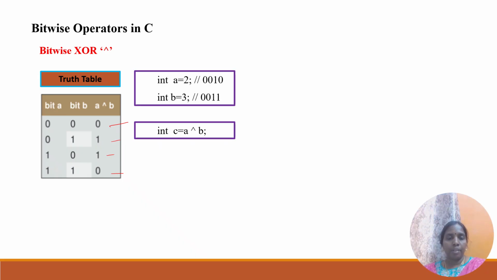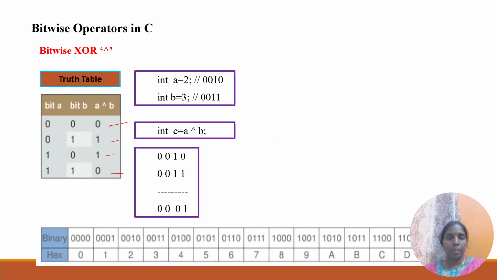Similarly, the inputs are given here, C equal to A XOR B. So for unlike signs, the output is equal to 1, elsewhere it is 0. So the output is equal to 1.